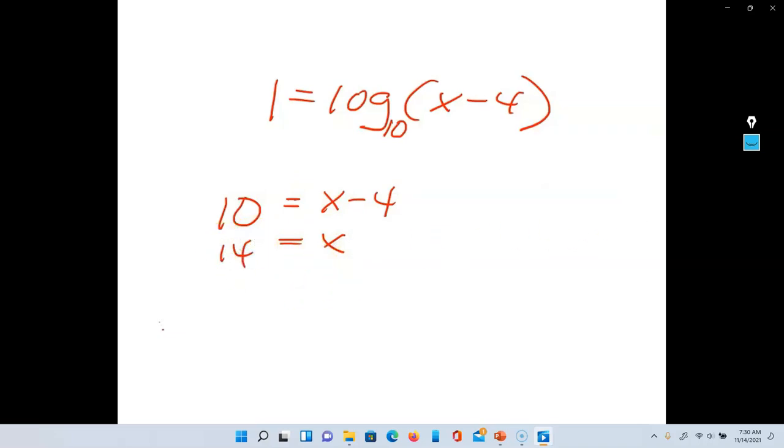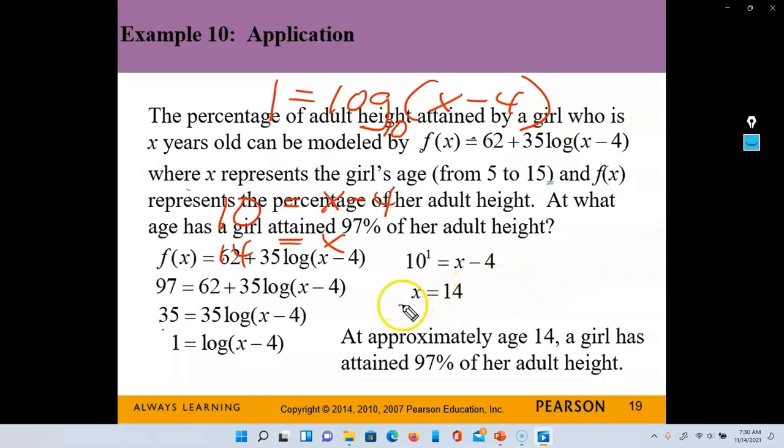So not too bad, using the rules and the properties that we've had, solving applications using exponential and logarithmic forms. And we'll wind this up.